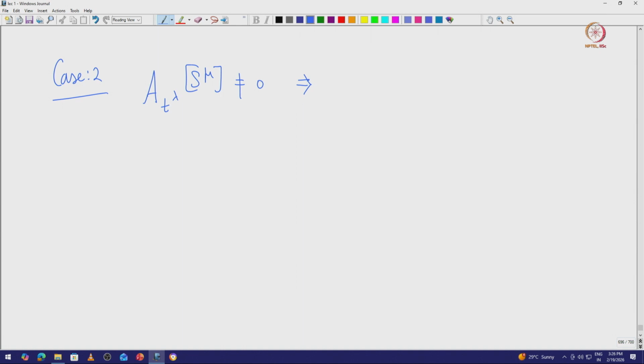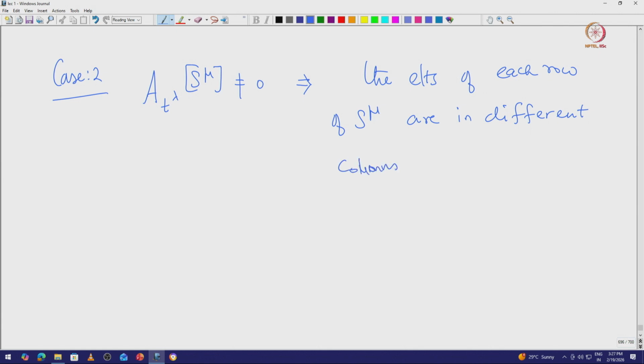which would imply immediately that T lambda and S mu satisfy the hypothesis of the technical dominance lemma that we proved. So, that means the elements of each row of S mu are in different columns of T lambda. So, now using the dominance lemma, this would imply that lambda indeed dominates mu. Okay. This is just a simple application of the dominance lemma.